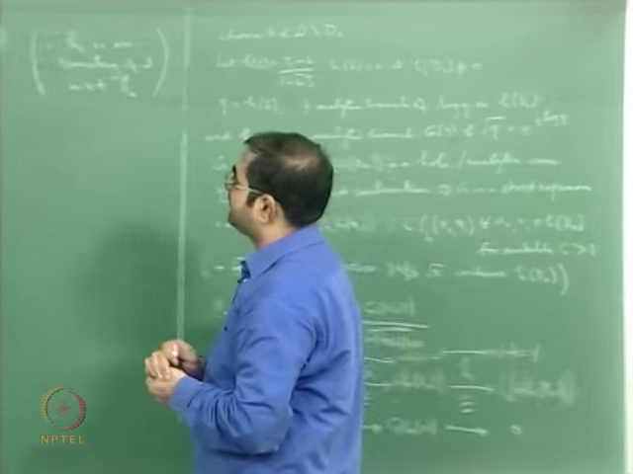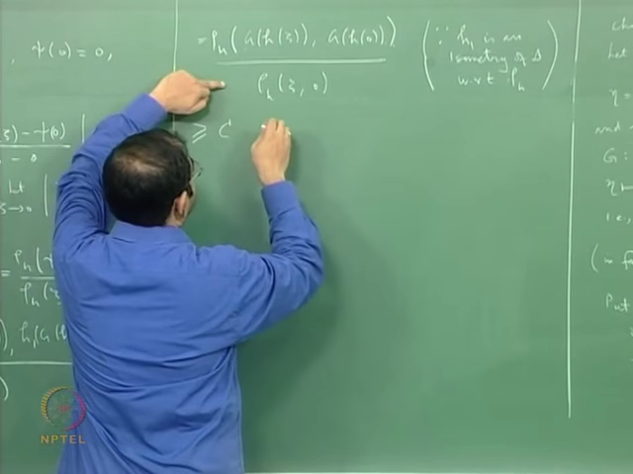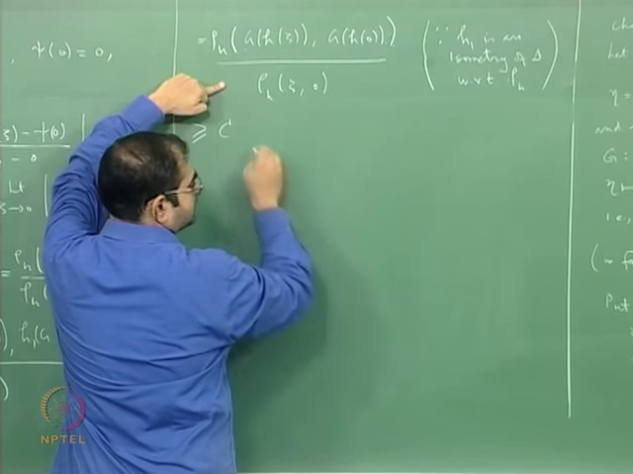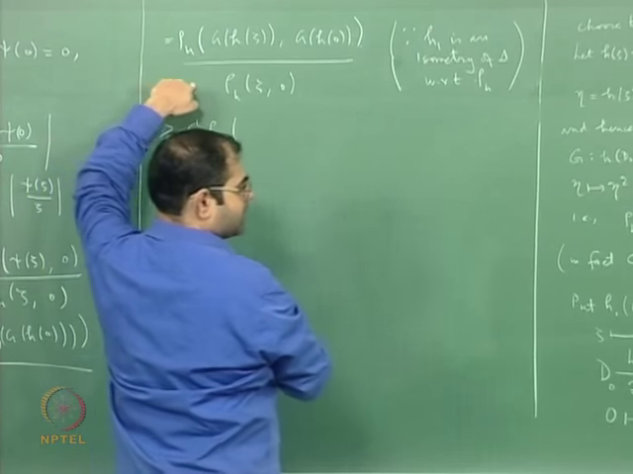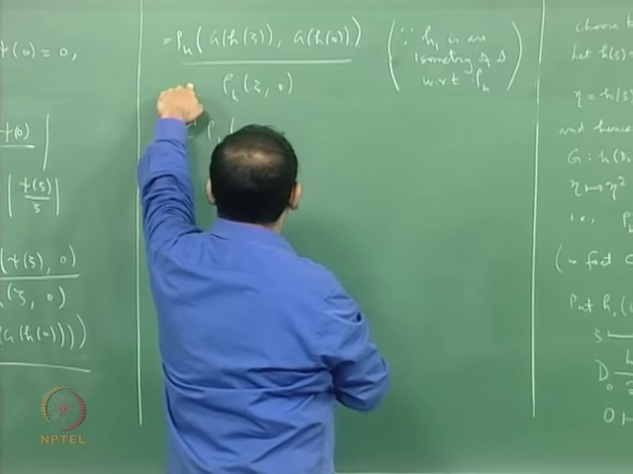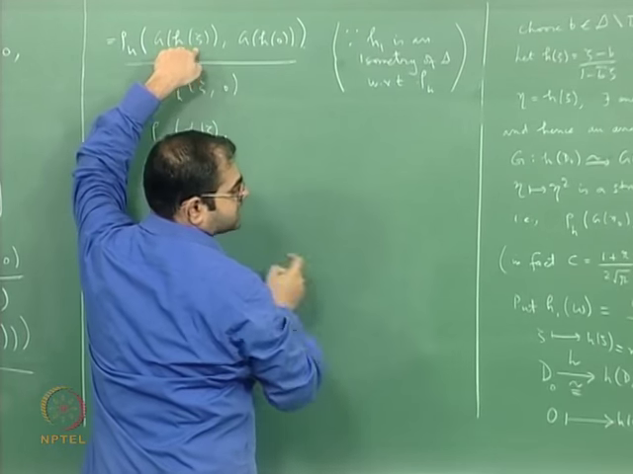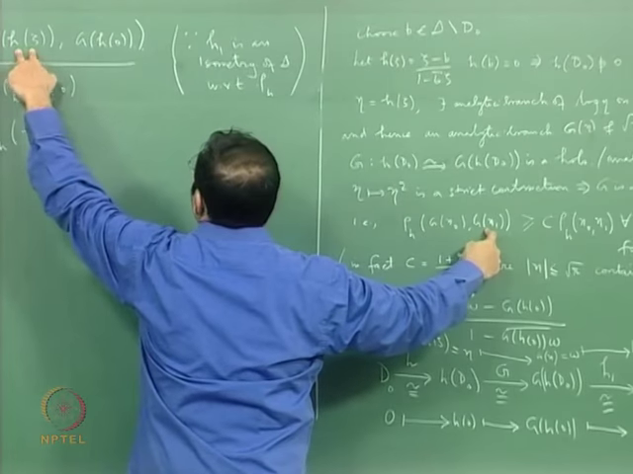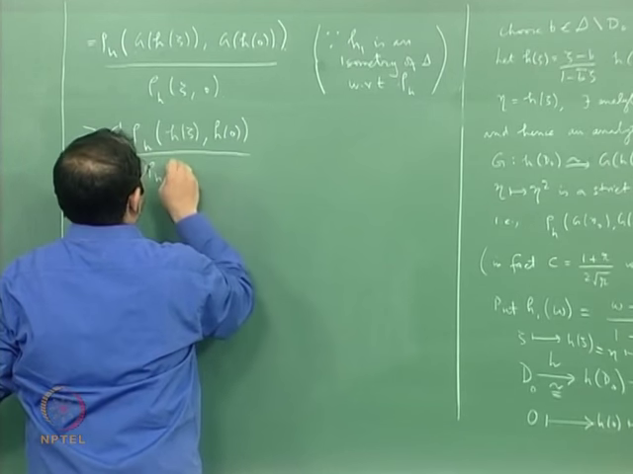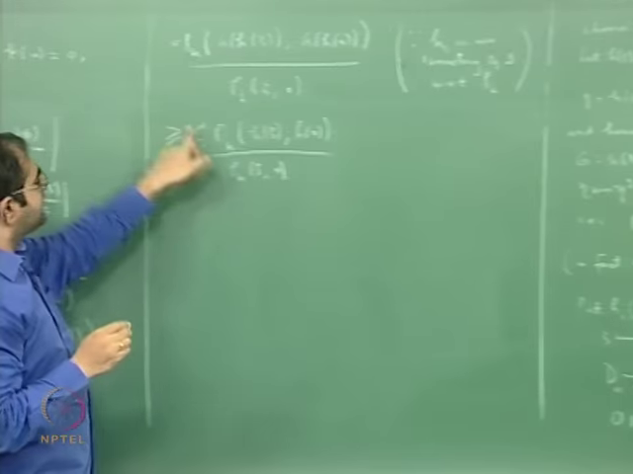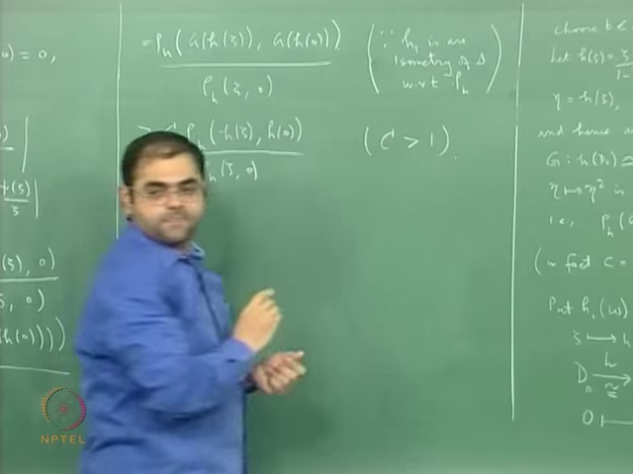So I will end up with this being greater than or equal to c times, by using this estimate, c times rho h of, instead of eta naught, h of zeta, and instead of eta 1, h of 0. So here is where I am using this estimate, where c is greater than 1.